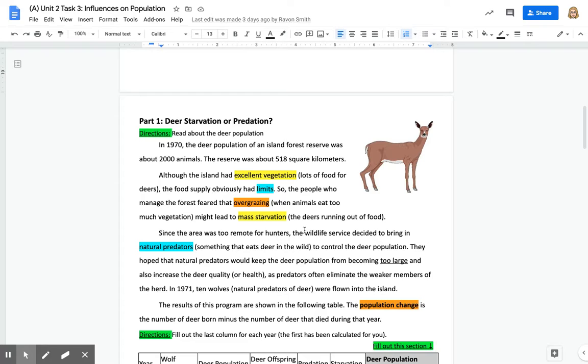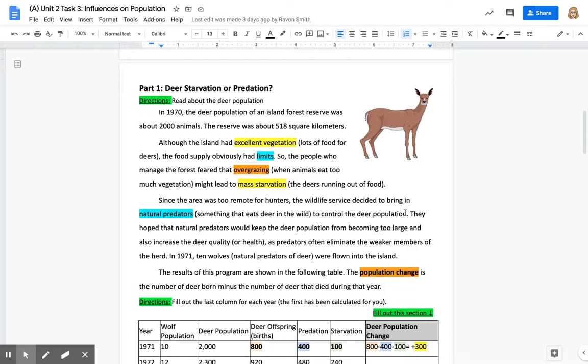What does that really mean? They're worried that because the deer population is growing, it's going to get too big and they're going to run out of food. They're going to eat too much and run out of food, which is going to lead to mass starvation. A lot of deer dying because they don't have enough food.